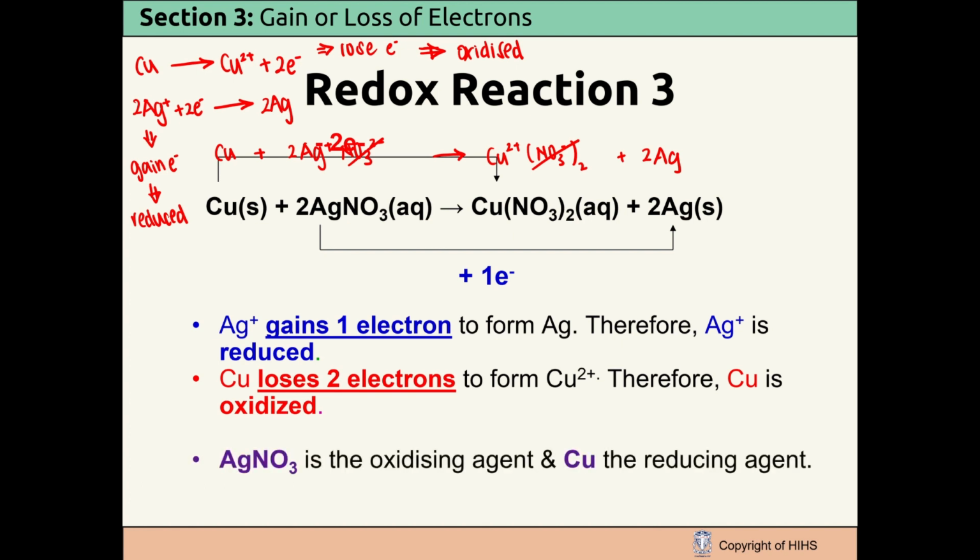And to determine your oxidizing agent and reducing agent, this is very familiar to you already. Your silver nitrate will be your oxidizing agent because your silver is reduced over here, so it's the oxidizing agent, itself gets reduced. Then your copper is the reducing agent, so itself gets oxidized.